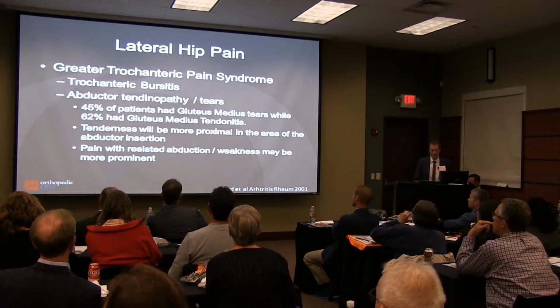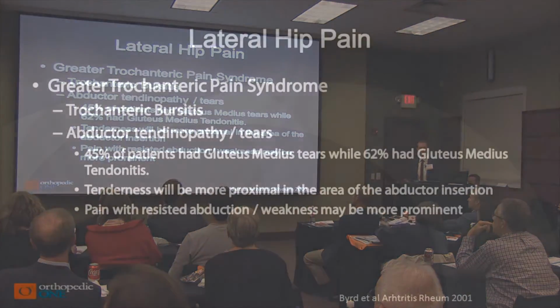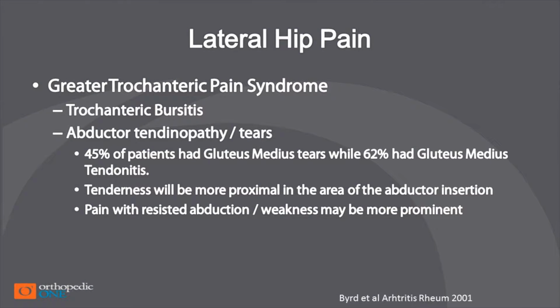Abductor tendinopathy tear. Bird in 2001 did a study where they looked at resistant bursitis: injections, anti-inflammatory medications, things just aren't working. It just keeps coming back. They did MRIs in these patients and found that almost half of them had tears of the abductor musculature.